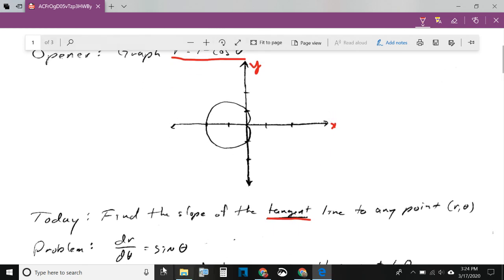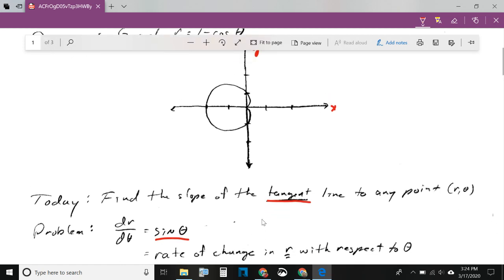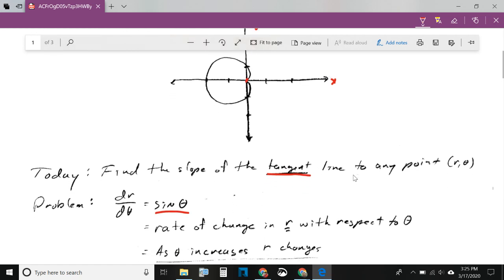So the problem is that if we take the derivative, okay, we're going to get sine of theta, okay? And once we get sine of theta, that is the rate of change of r with respect to theta. So it's the radius changing with respect to how the theta changes. So you can think about this as how far away from the polar axis or from the origin it's getting, okay? It's not really giving us a rate of change in terms of x and y. So as theta increases, r changes, okay?